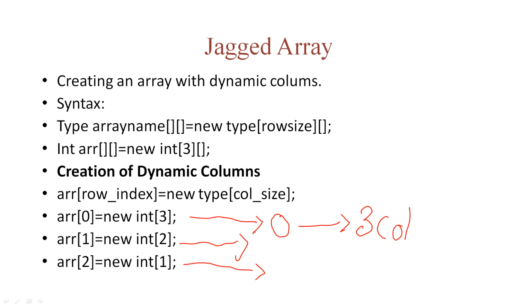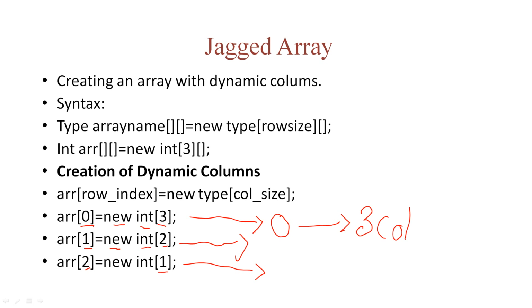So, the array with an index name. What is the index name here? The index of 0 is new int of 3. Array of row index of new int. So the next row, array of 1 equals new int of 2, so the next row has 2 columns. The third row has 1 column only.